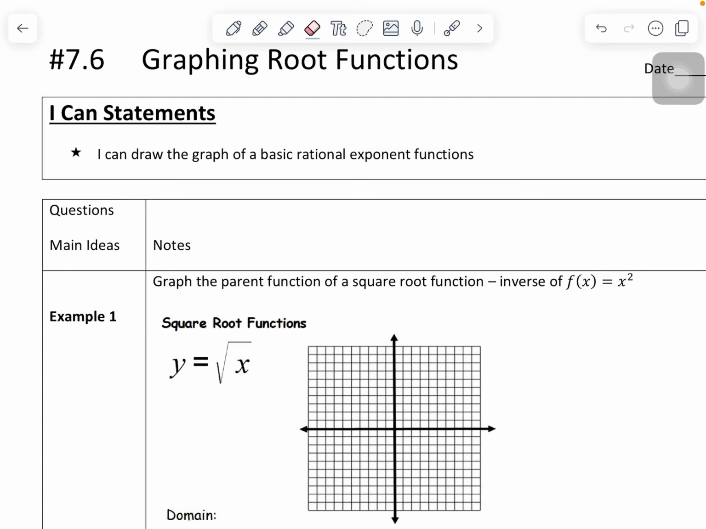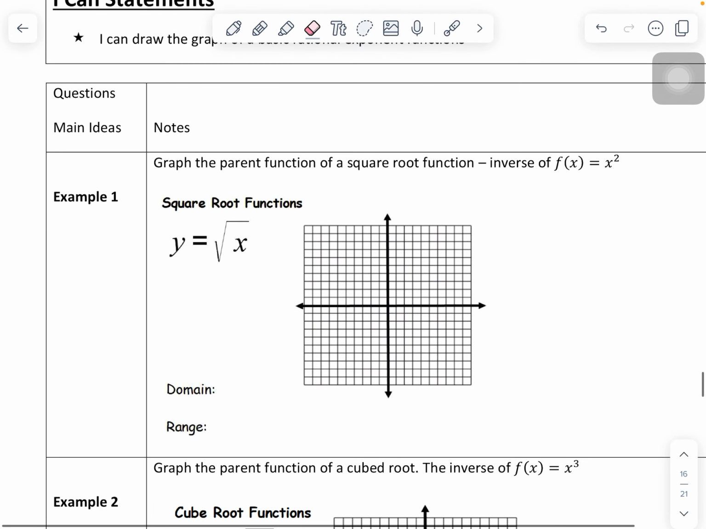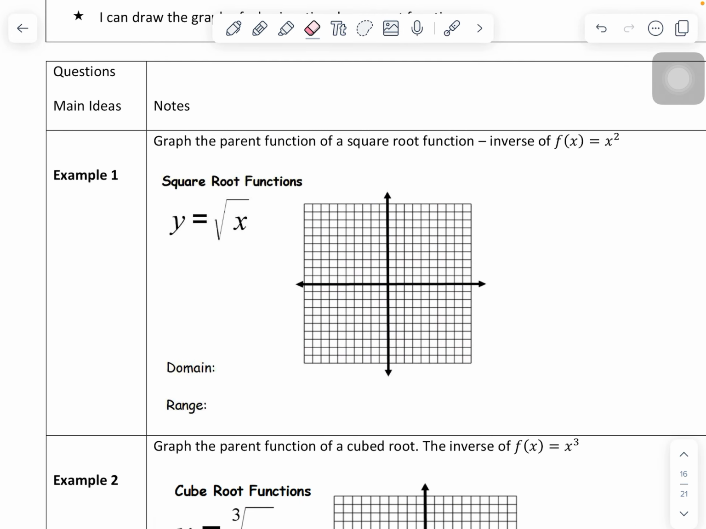Hello, welcome to 7.6 Graphing Root Functions. Today we're going to be graphing square root functions and cubed root functions. We'll see some similarities and some differences between them. But first, let's start off with the parent function for square roots, which is the inverse of x squared.